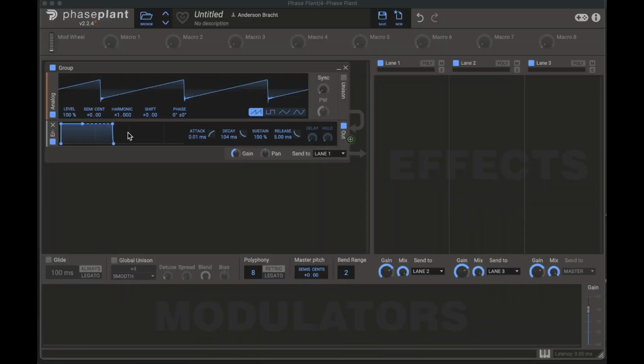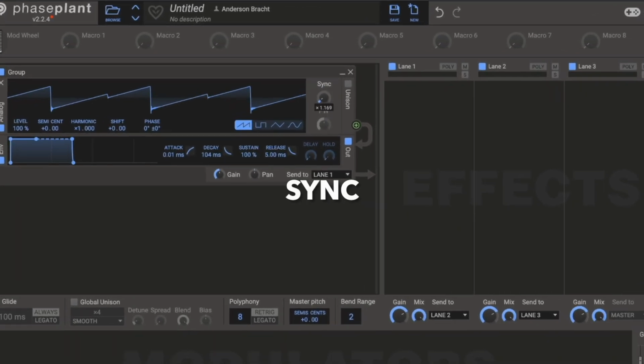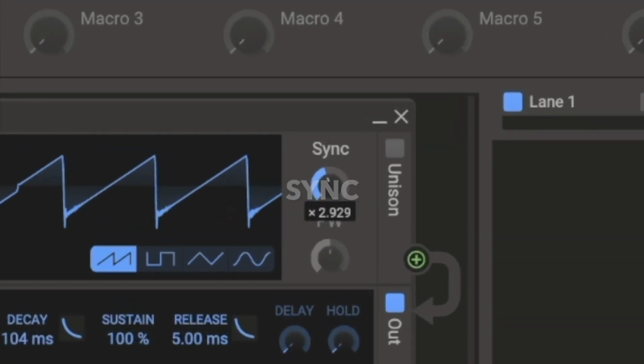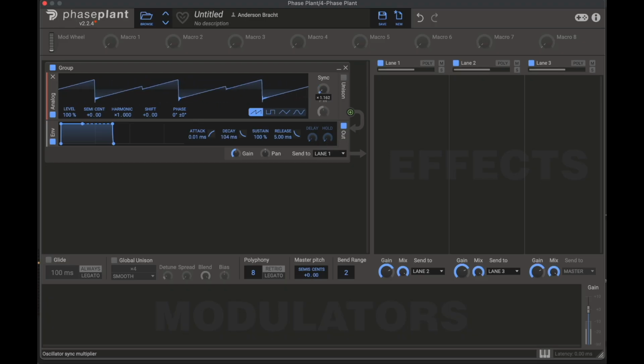Another option Phase Plant's analog oscillators have for shaping a sound is oscillator sync. Above the pulse width control knob, you will see a sync knob. When you adjust this control, you will hear the sound changing. You will also see the waveform graphic changing in the window when you do this. As you increase the sync amount, you will hear higher and higher frequencies and harmonics entering the sound. This can become very harsh to the ears quickly. You may want to turn your speaker volume or headphone volume down when you try this.